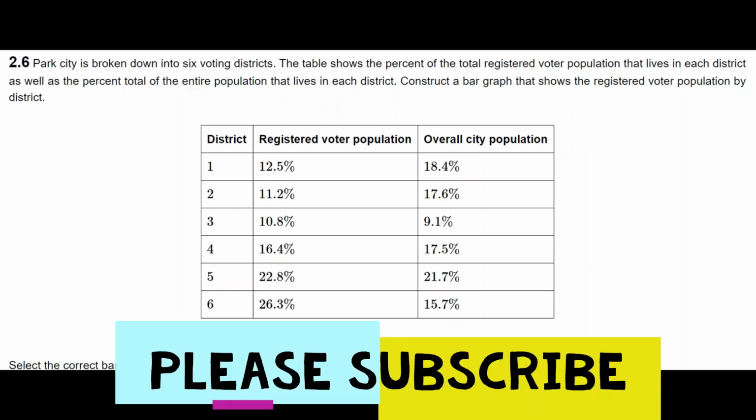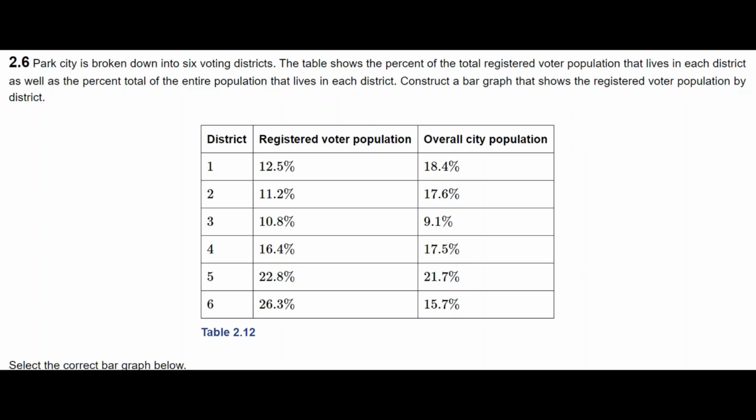We are considering another example of a city in which we will be discussing the voters of the city. So the city has been divided into 6 districts, as you can see in the table. And in all these 6 districts, there is a registered voter population in each district, and there is an overall city population of each district. So we see that District 1 has 12.5% registered voter population.